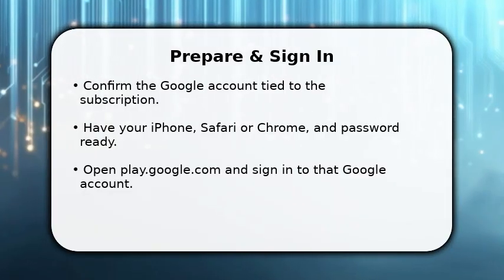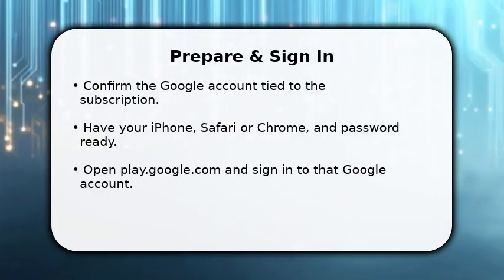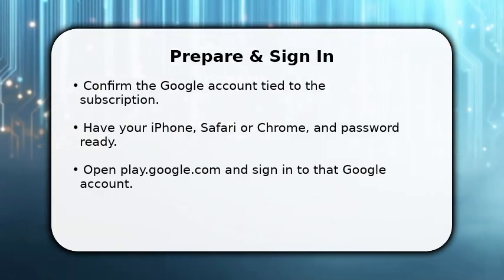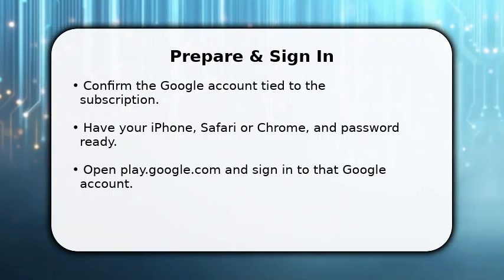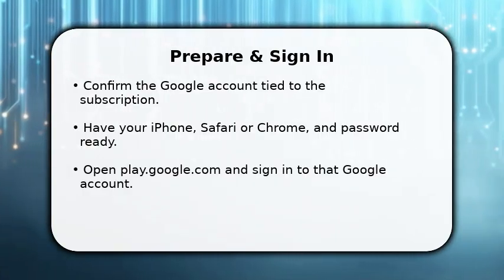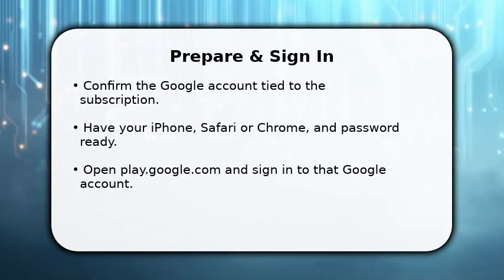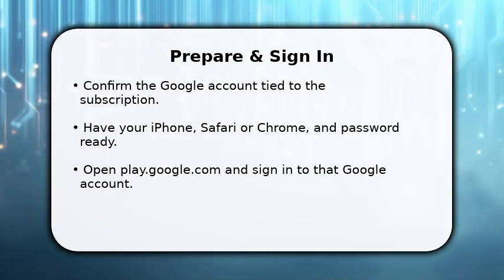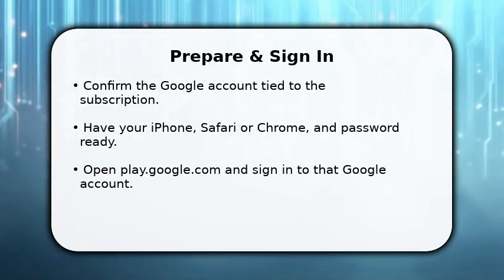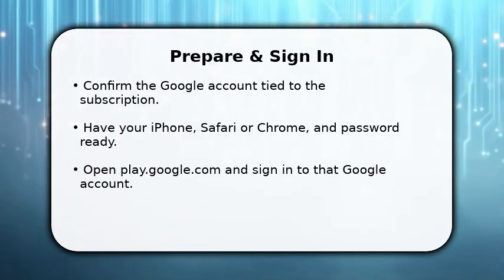You're starting immediately. Open Safari or Chrome on your iPhone and go to Play.Google.com. Sign into the exact Google account used for the subscription. This is crucial because Play links subscriptions to account ID. Make sure you know the password or have two-step verification ready since you may need to approve a login.